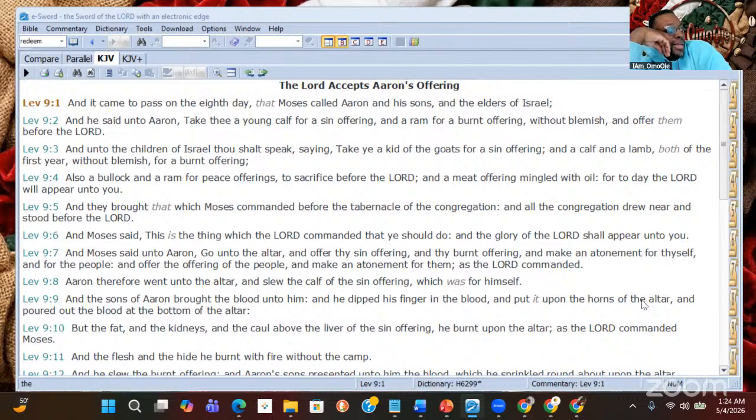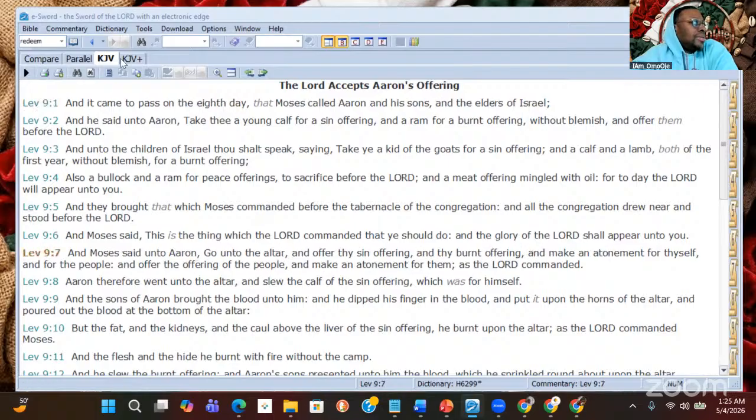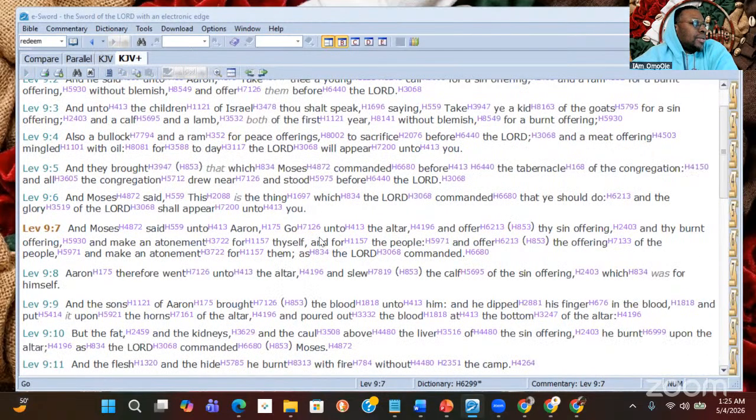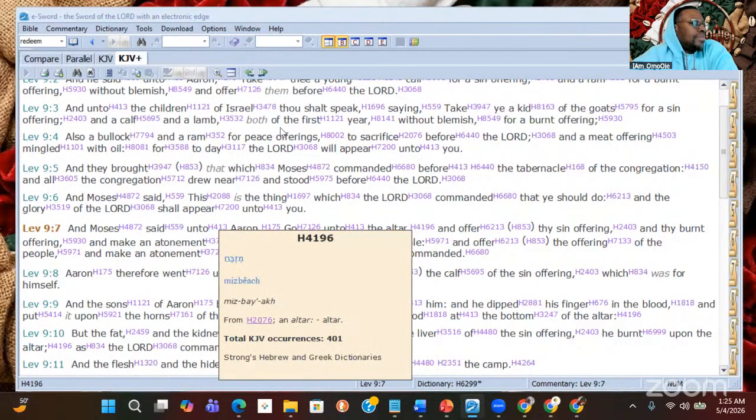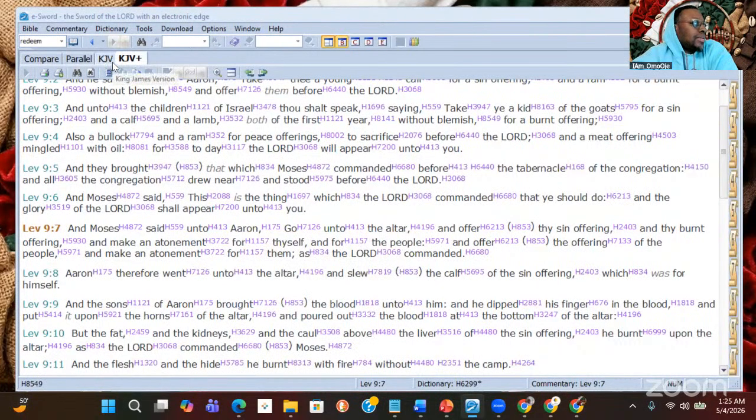And Moshe said, this is the thing which Jehovah commanded that ye should do, and the glory of Jehovah shall appear unto you. And Moshe said unto Aharon, go into the altar, the Zebek, or is it Mitzvah? Altar is Mitzvah, right? Yeah, Mitzvah. Zebek.